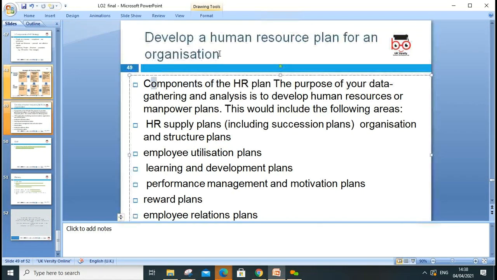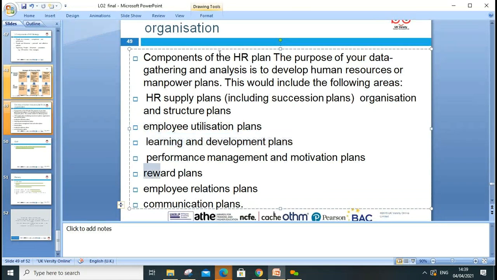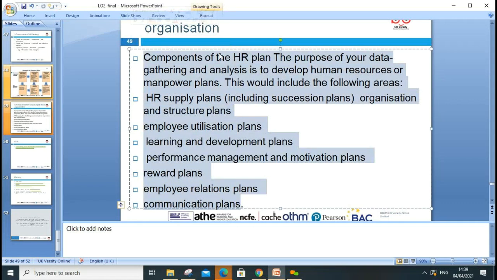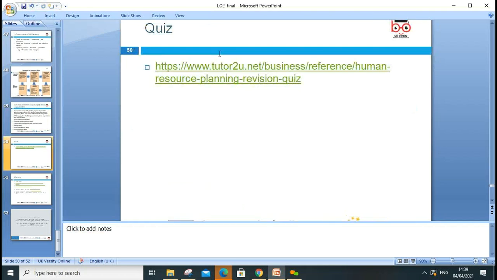Develop the human resource plan. The components of the human resource plan: we need to gather the data and make the plan. Supply, demand, employee utilization, development and learning, performance, the reward plan, and the employee relations and communication plan. How often we communicate with employees, and staying up to date with them, is crucial. They can think of themselves as owners in the company. That's why a lot of companies have a reward plan giving shares to workers, so they can feel like owners in the company, not just employees.